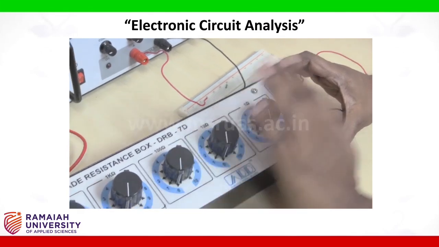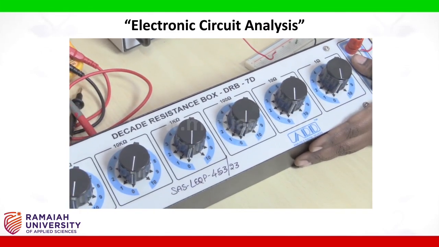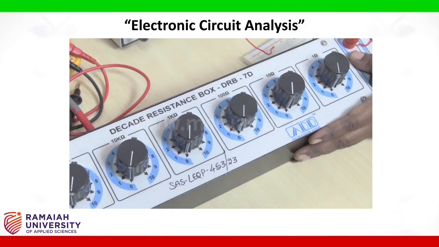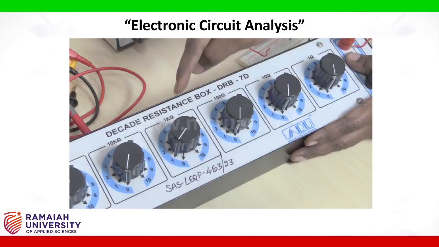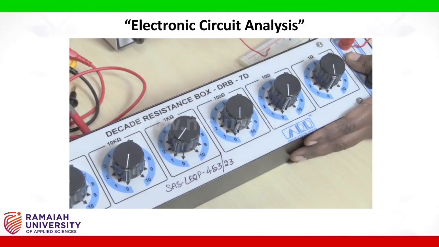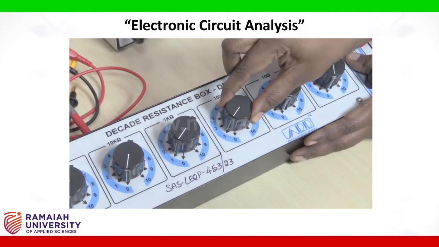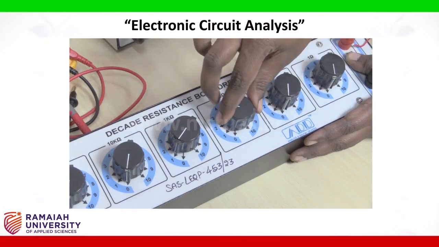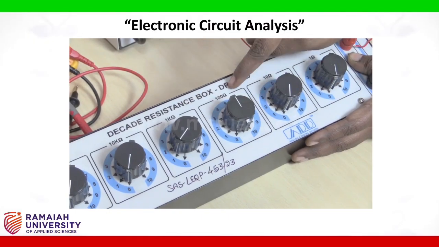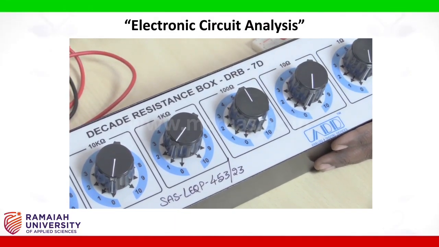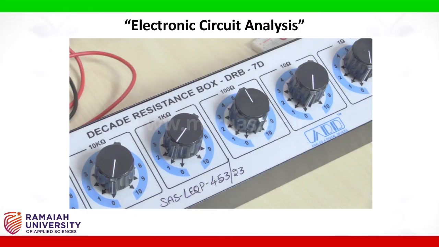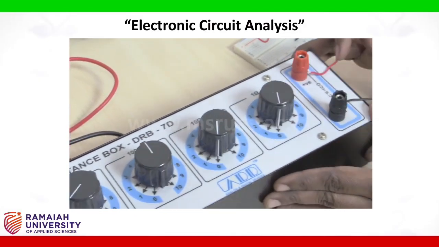Set the resistance of DRB as 1.5 kilo ohms. So 1 into 1K is 1K. 5 into 100 ohms, 500 ohms. Total resistance of DRB is 1.5 kilo ohms.